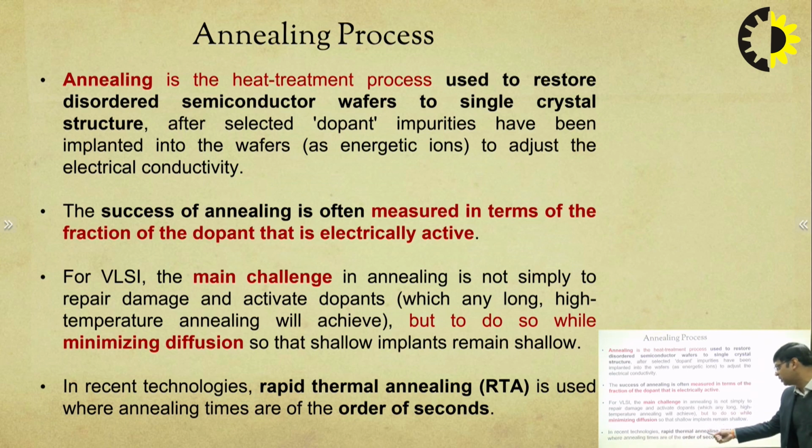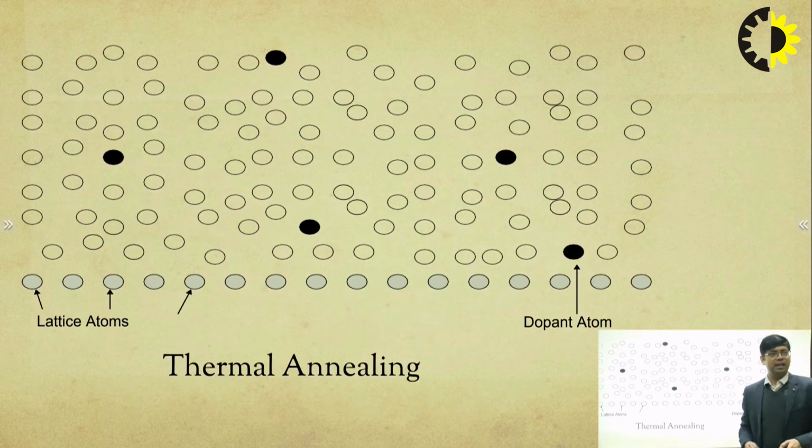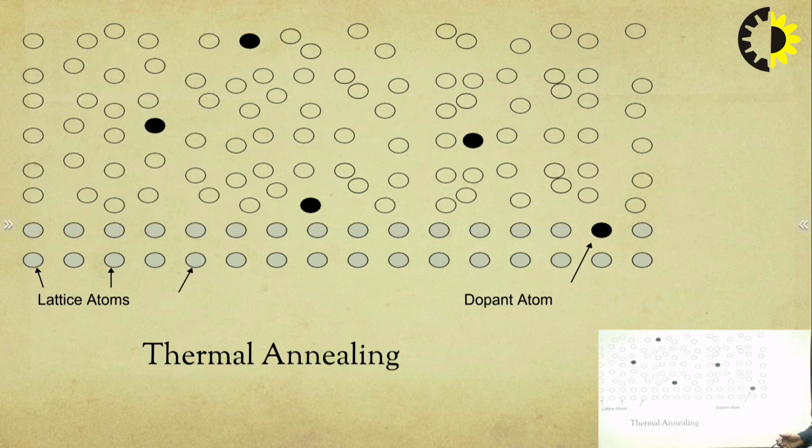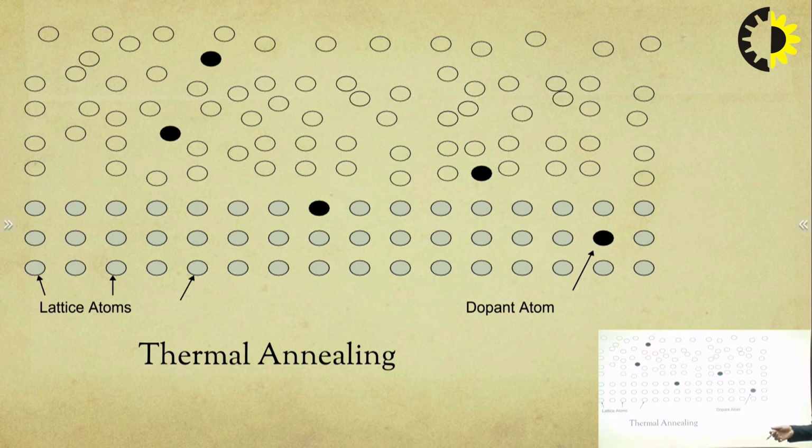we can use rapid thermal annealing. It means we are not doing the annealing process for long hours. We are only doing it for a few seconds, of the order of seconds, so that the damaged structure can be repaired, the dopant ions become electrically active, and at the same time, much diffusion is not happening. As we do the annealing, we can see that the structure is becoming more and more ordered.